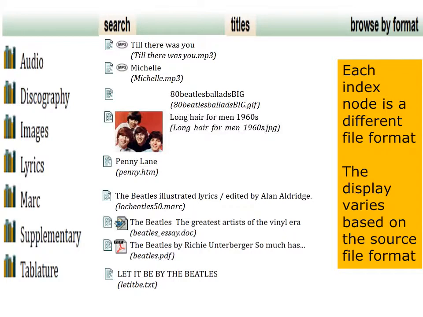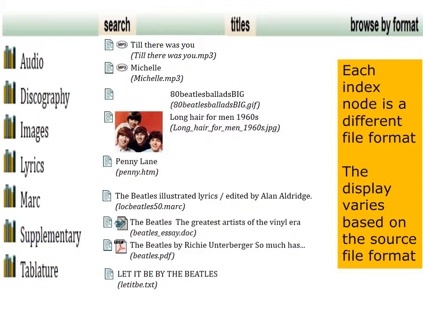Now, if we go onto the Browse by Format index and click on each index node, we see how it was created. So based on what was in DC format, we now have an audio index node. We have images, lyrics, supplementary, and all this sort of stuff. If you click on one of those, you'll see different formats. So each index has a little bit of a different format based on the content type.